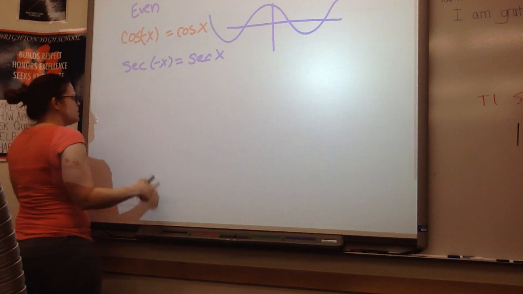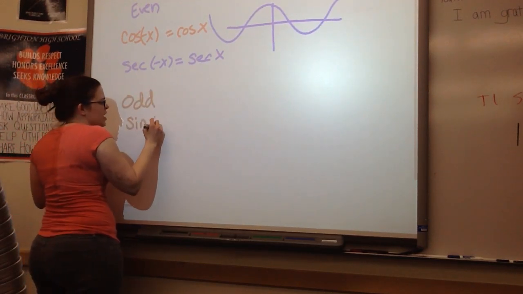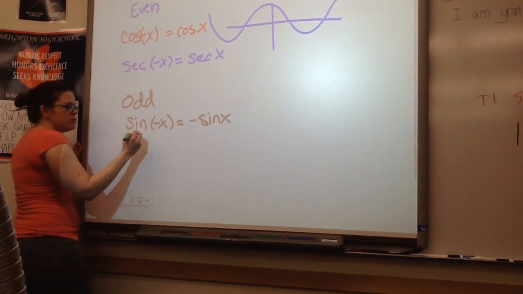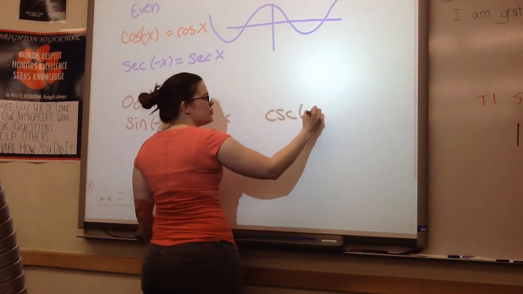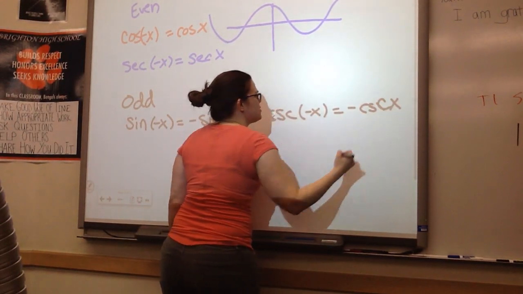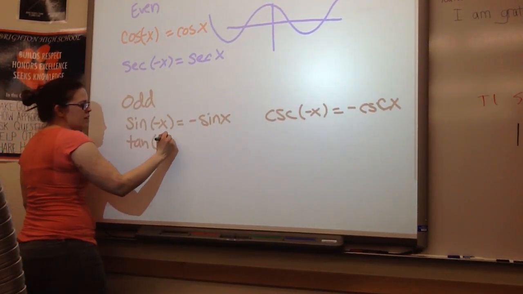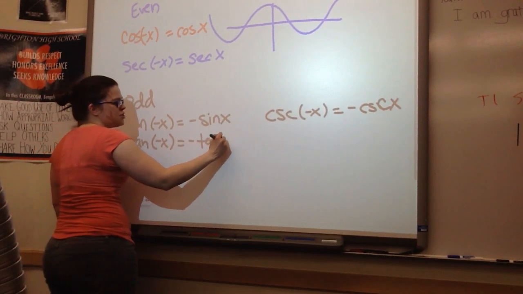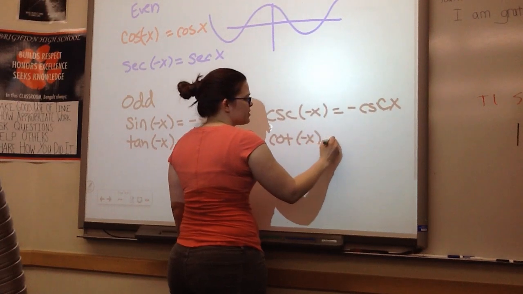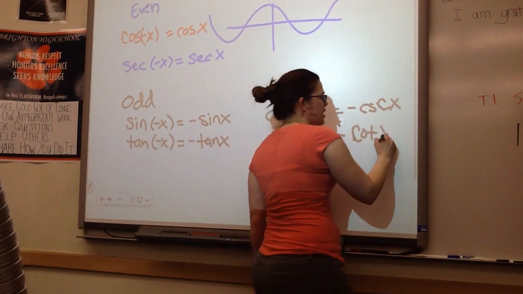So for your odd ones, we've got sine of negative x is the opposite of sine of x, and its reciprocal, the cosecant of negative x, is negative cosecant of x. Then tangent of negative x is negative tangent of x, and cotangent of negative x is negative cotangent of x.